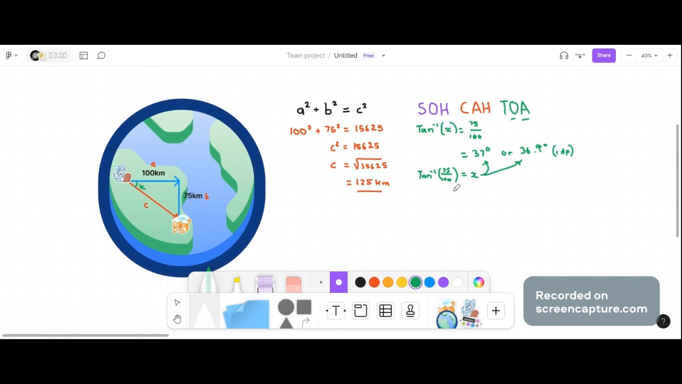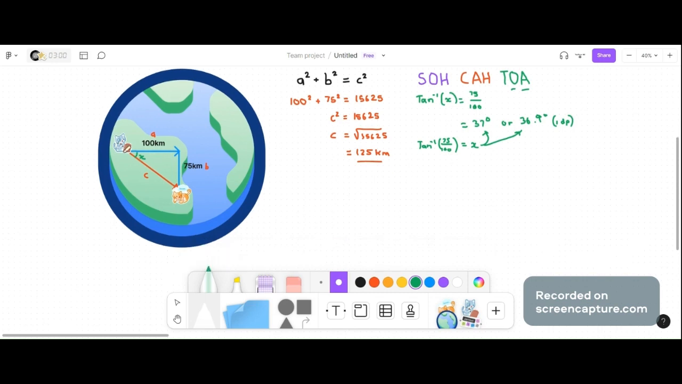So our smart cat knows to go at a 37 degree angle from this horizontal line here, and he wants to go 125 kilometers, and then he should find his friend.